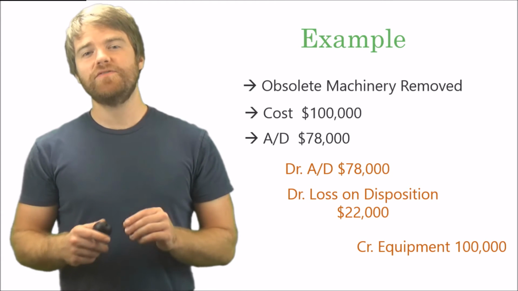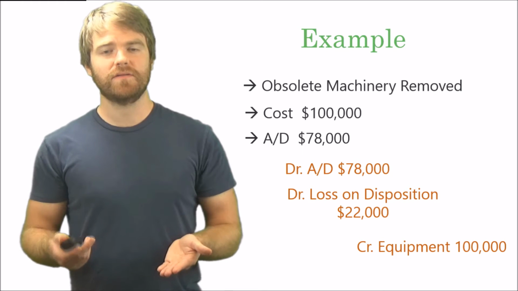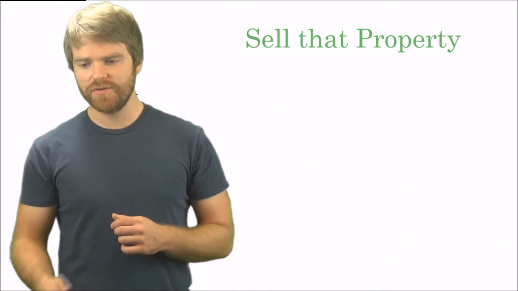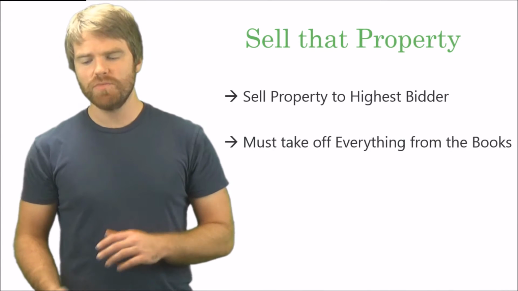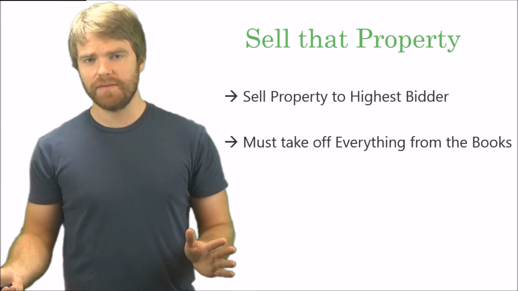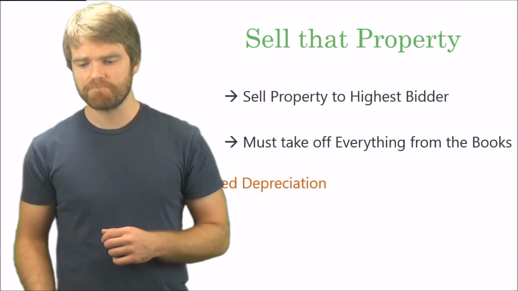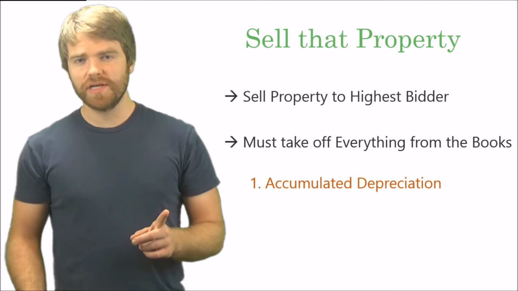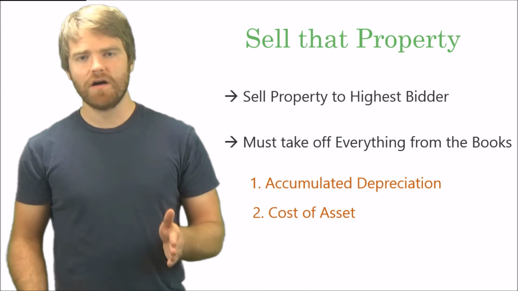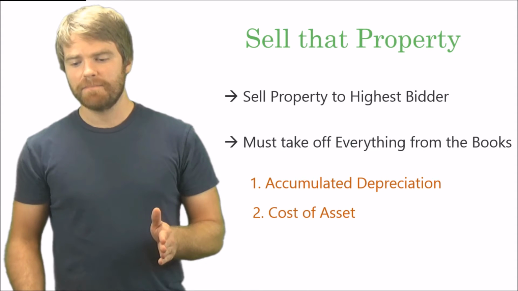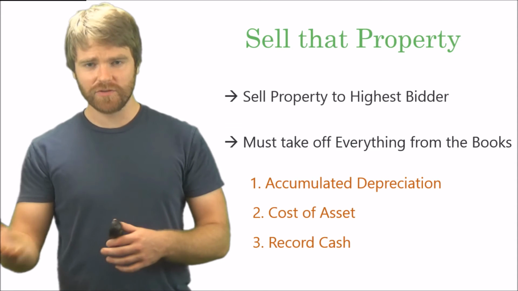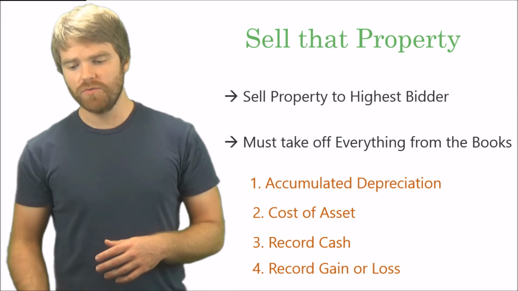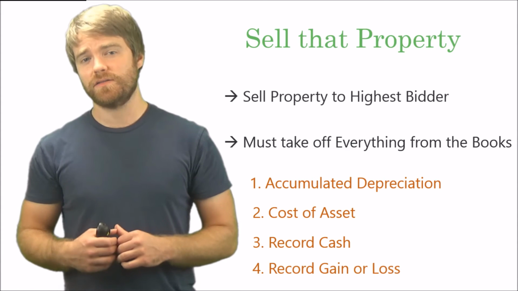Now what happens if you sell a piece of equipment? What goes down? Let's see. So let's say you sell that property, you sell it to the highest bidder. You must take everything off the books once again. Same as disposition. Take out your accumulated depreciation, take out the cost of the asset. Then you record the cash, because you sold it. So they're giving you cash for it. Then you record that gain or that loss.